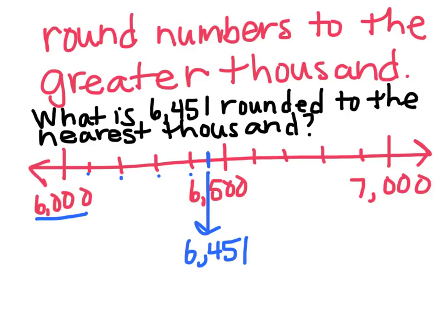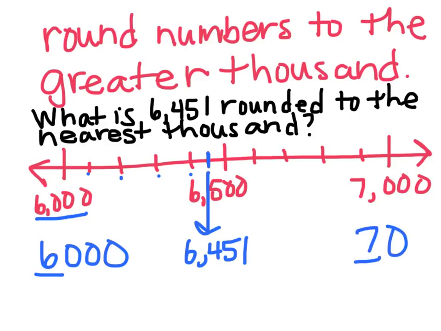So we know our number is going to be roughly here, 6,451. The question is, if we're going to round to the nearest thousand, will we round 6,451 to 6,000 or 7,000? Well, which is it closest to? If we look at our number line, we can see that 6,451 is to the left of 6,500, which is our halfway mark. Therefore, our number is closer to 6,000, and our answer will be 6,000.